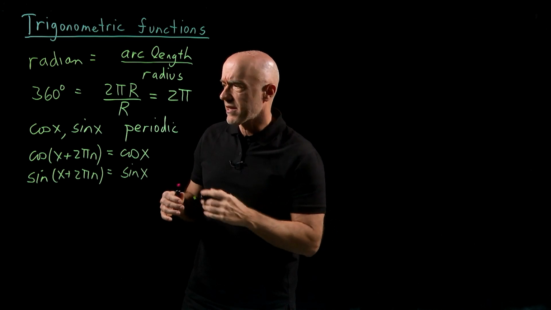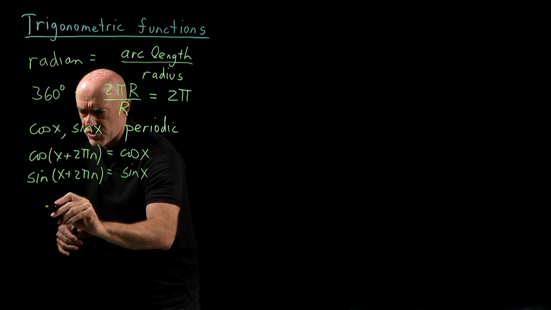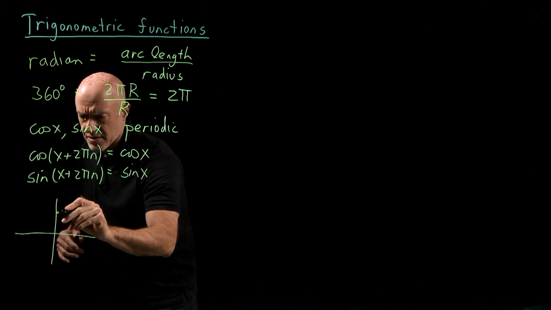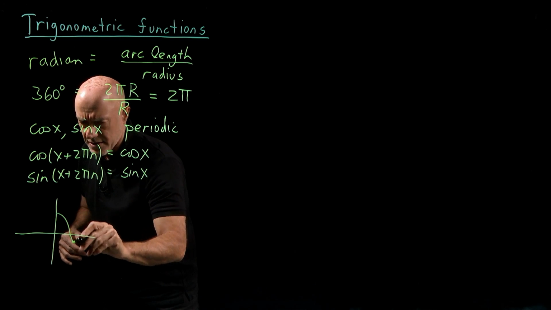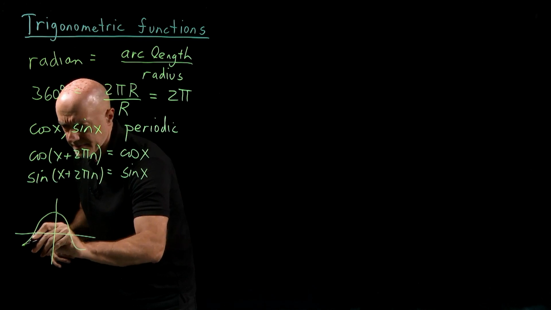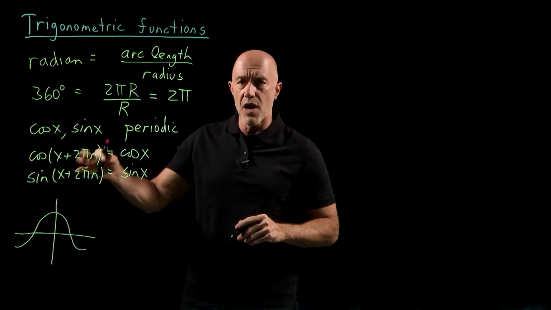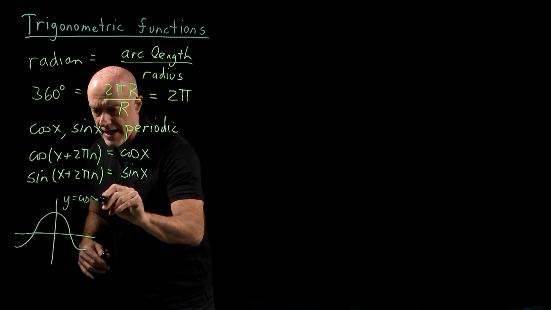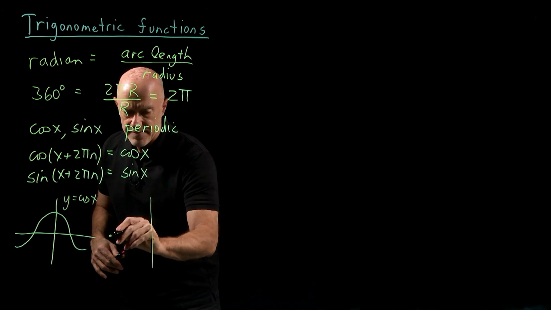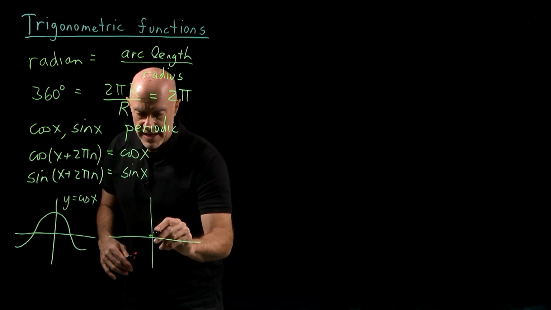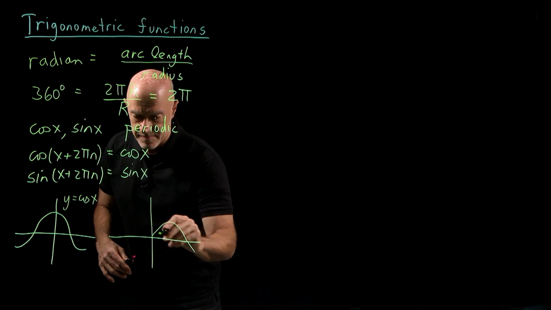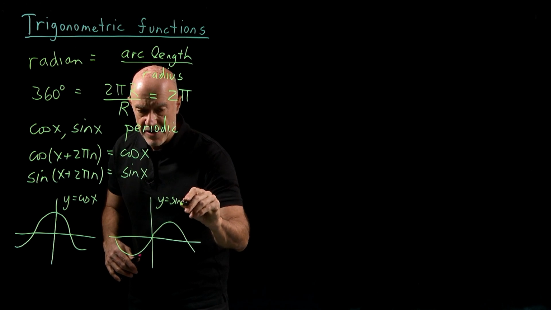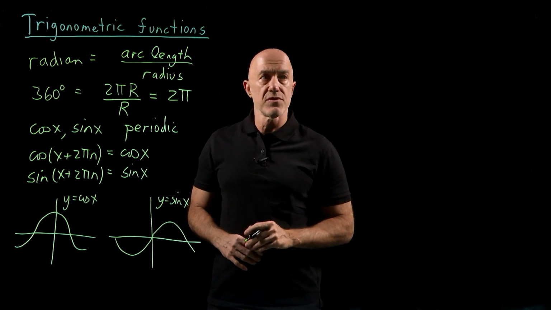We can do a quick graph of the cosine function and the sine function. So the cosine function, everyone probably knows this, looks something like this, with a value of 1 when x equals 0. So this is y equals cosine x. And the sine function looks something like this, and has the value of 0 when x equals 0.